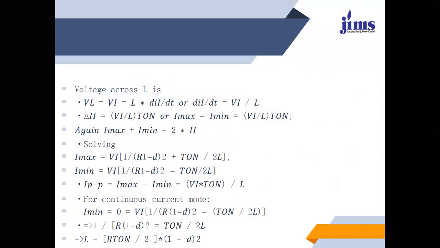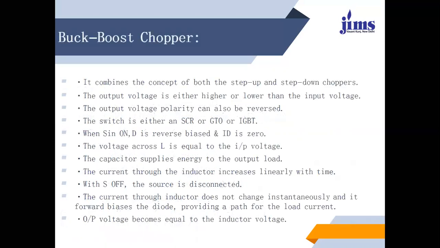I min will be VI into 1 upon R(1 minus D) squared minus T on upon 2L. I pp means peak to peak current, it will be I max minus I min. For continuous current mode, we keep I min equal to 0. So we get the value of the inductance current, that is, how much current we require to operate the system. It will be R T on upon 2 into (1 minus D) whole squared.